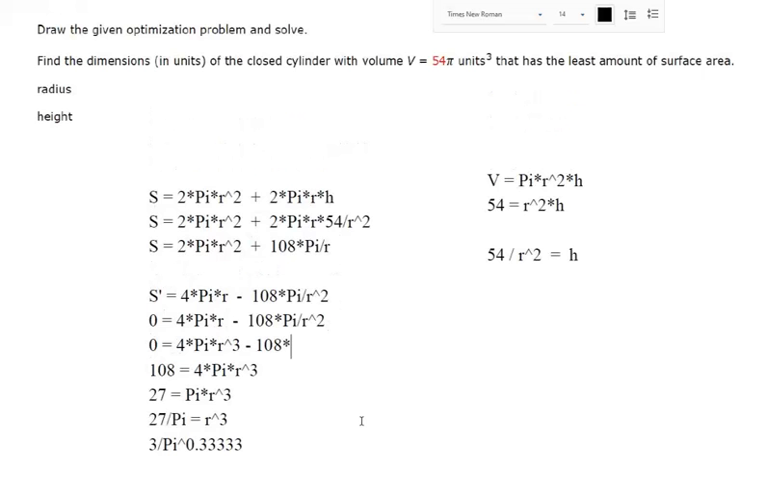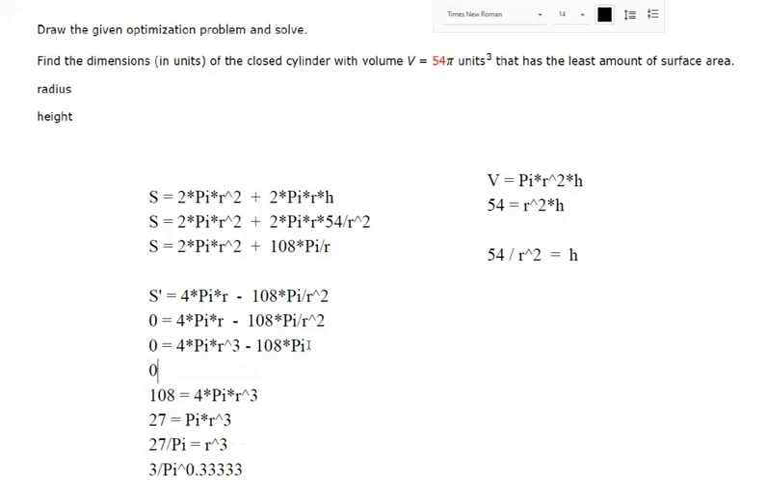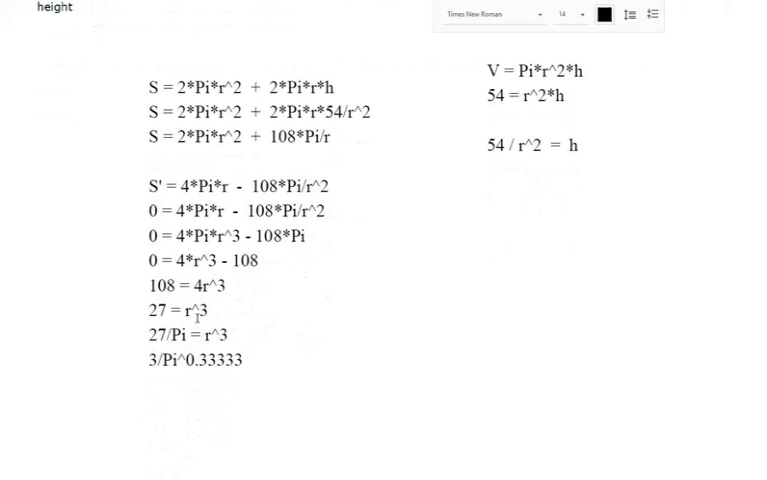Does it want a decimal? You might have seen this one following along, but I dropped a pi up here. So you could divide each term in the equation here by pi to leave you with 0 equals 4 times r to the third minus 108. So there shouldn't be a pi here. I dropped that pi. This is just correcting for it. So that's cube root both sides. You get r equals 3.